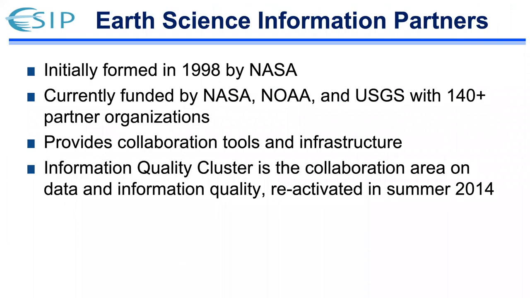To start with ESIP, our Science Information Partners, it was originally formed in 1998 by NASA to facilitate cross-domain collaborations between data scientists, data producers, scientists, IT specialists, and metadata specialists. And it was later joined by NOAA and USGS as a core support, currently with over 140 partner organizations.